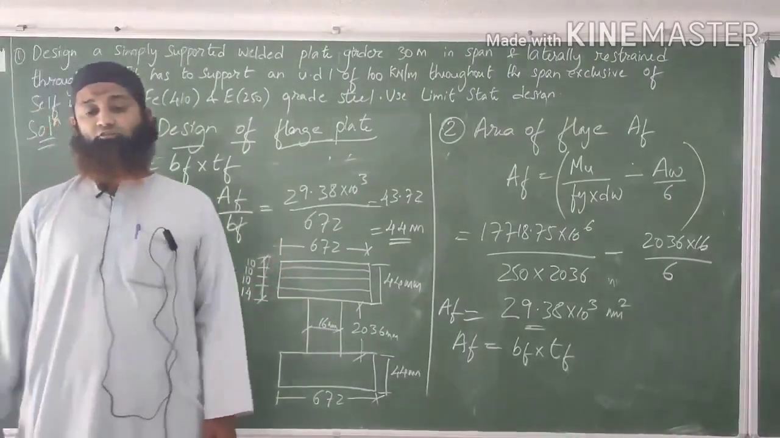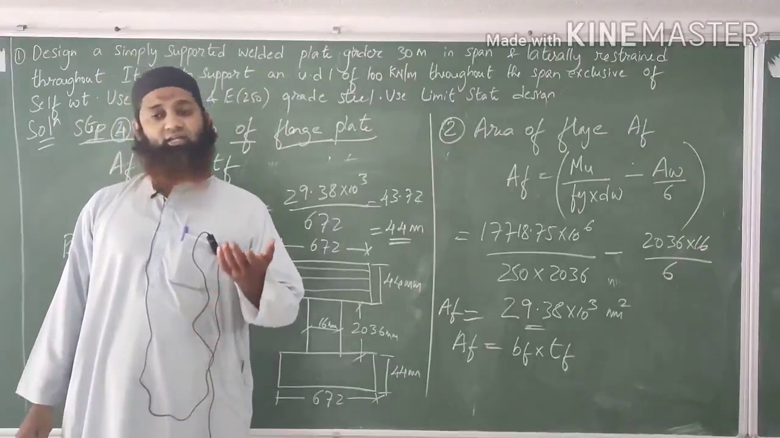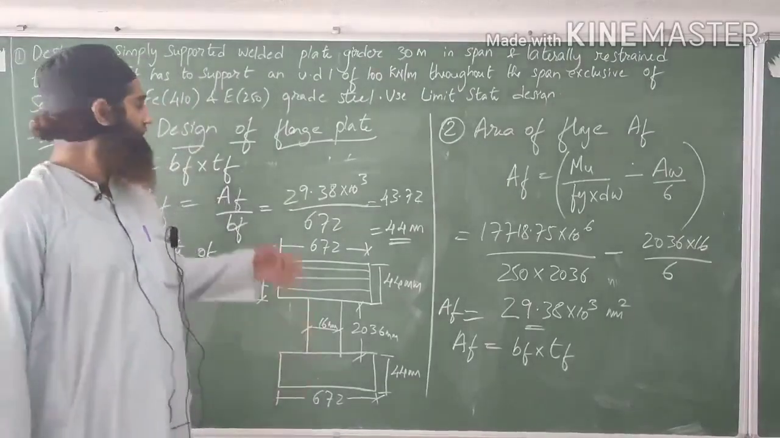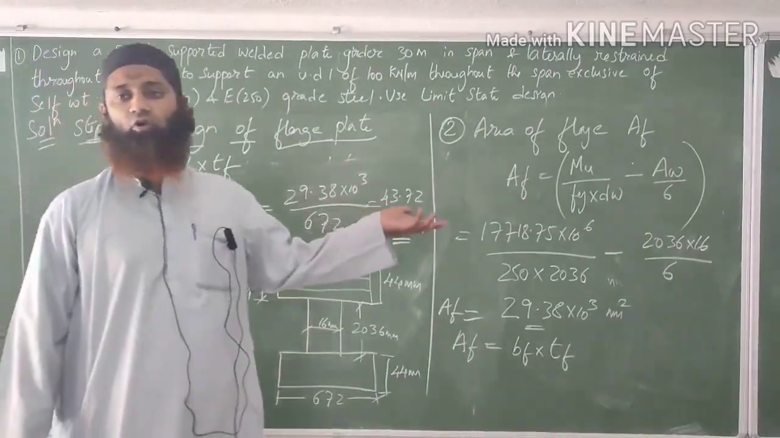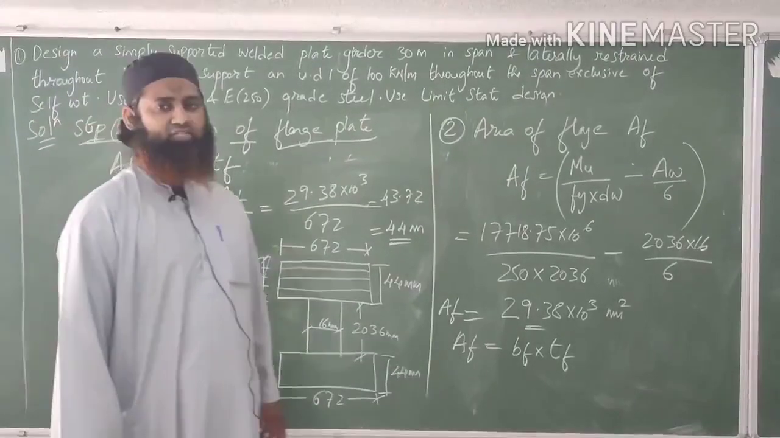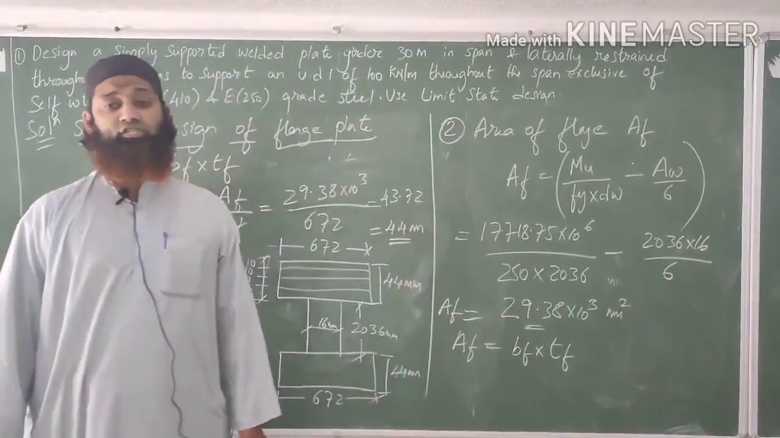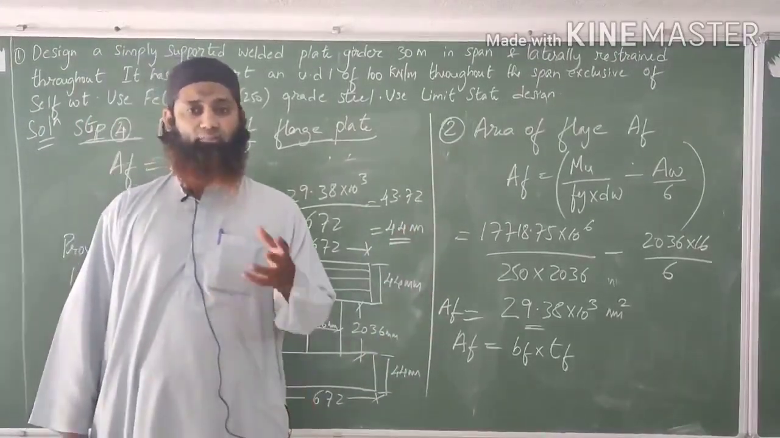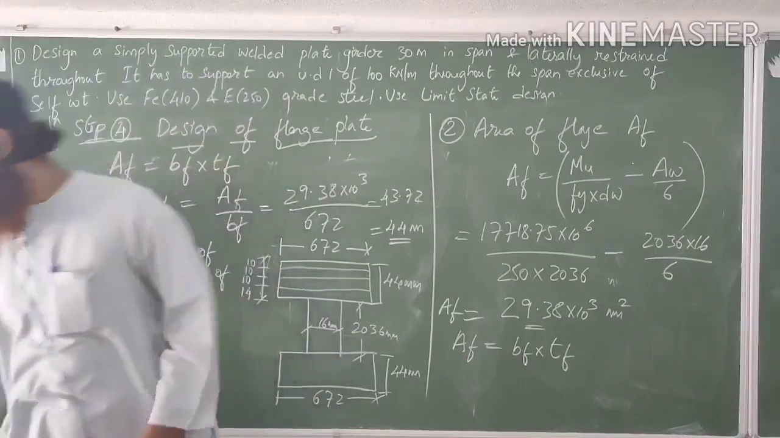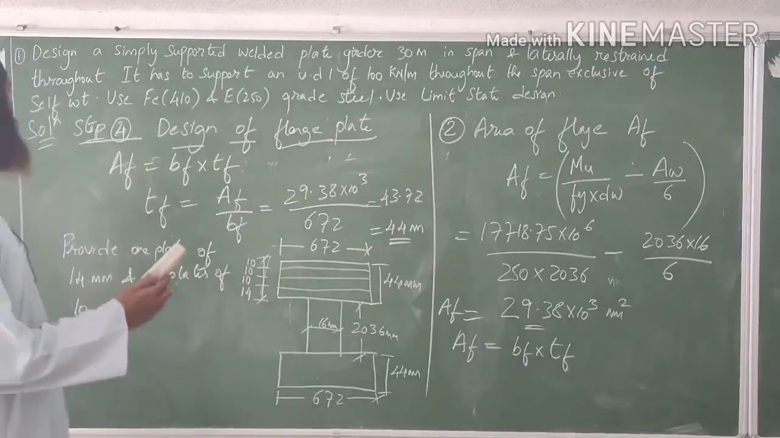Now we'll have to check whether it is safe in shear and safe in flexure also. So next, step 5: the check for low shear or high shear. We have to see whether the web can withstand shear or not, and we'll check for flexure also. We'll see these two next steps here.